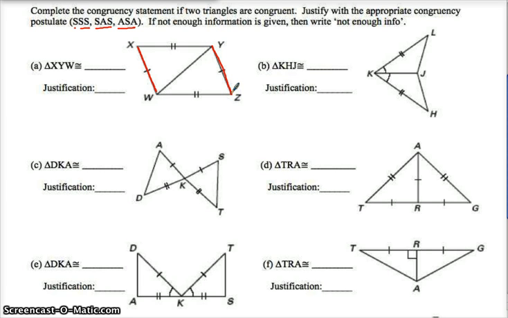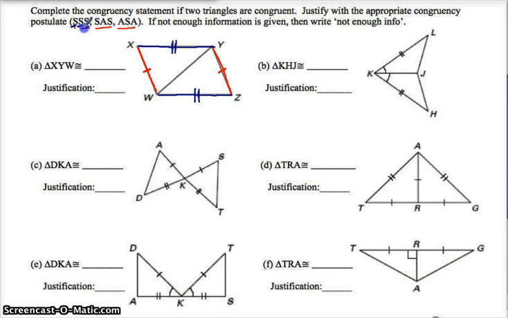Why do I know they're congruent to each other? Because of the single mark right here. And then I can see that WZ is congruent to XY. Why do I know those are congruent to each other? Because of that double mark right there. But so far we have a side. We have side XW is congruent to side YZ, and side XY is congruent to side WZ.